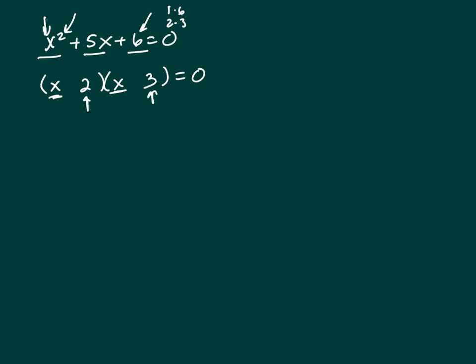And you want to get a positive 6. That means these both either have to be both positive or both negative. And it's going to be positive because of this sign here.